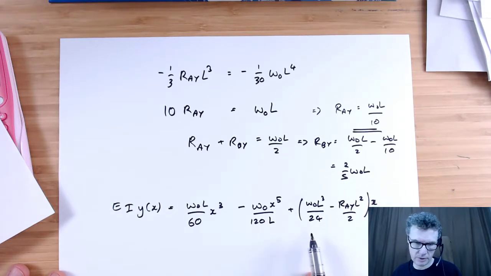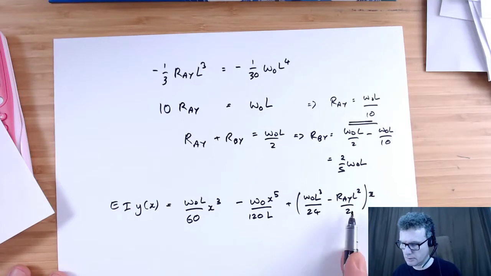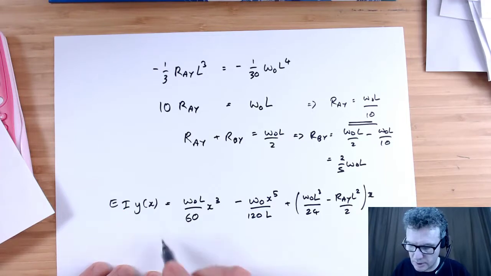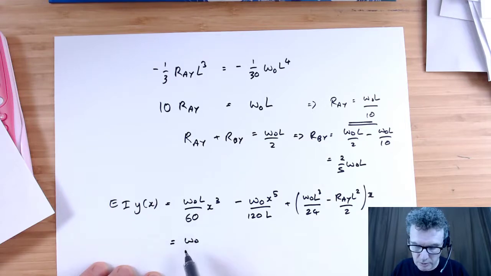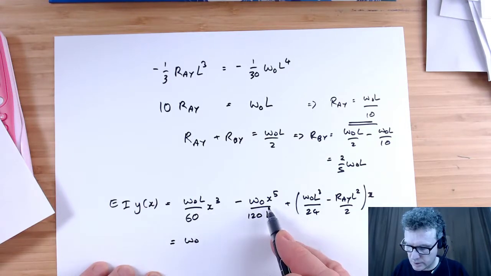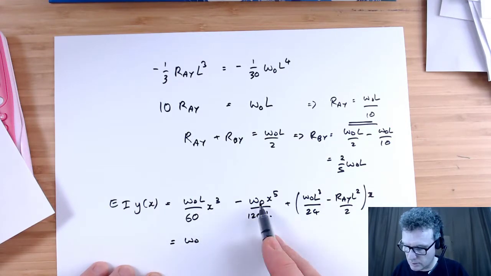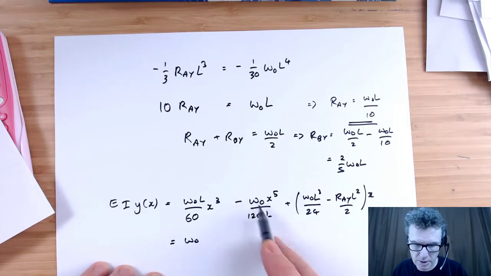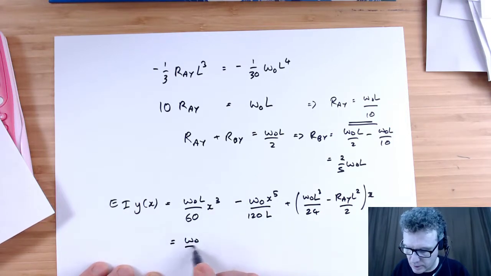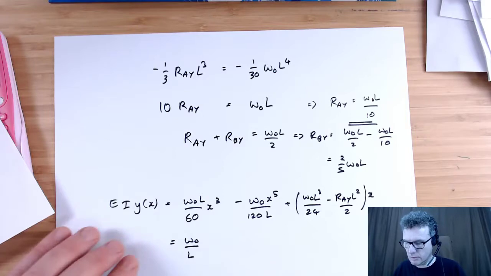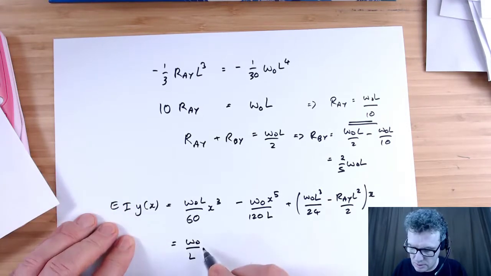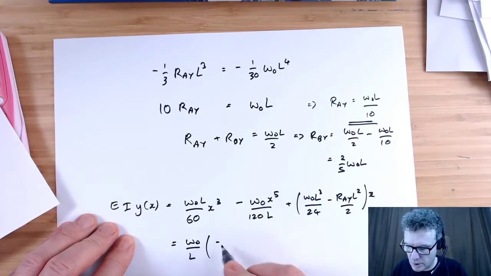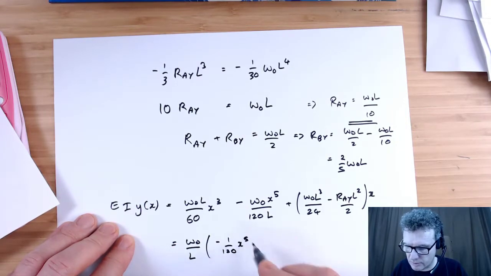Is anything simplifying here? Oh, I've got a substitute in there as well, sorry. So we've got W0, let's write them in order of powers. So I will take W0 over L to be my common factor. So that gives me minus 120th x to the power 5.